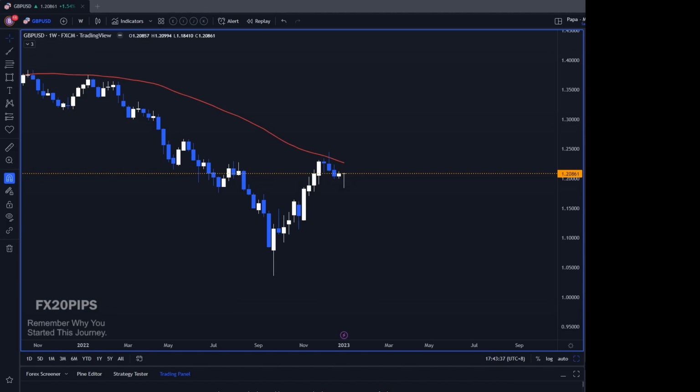This is 8th of January 2023. Just trying to see what may or might happen for GBPUSD next week, starting on 9th January 2023. Now, because it's the end of the week, we will start at the weekly chart.